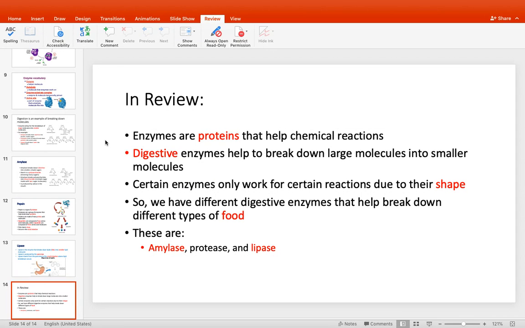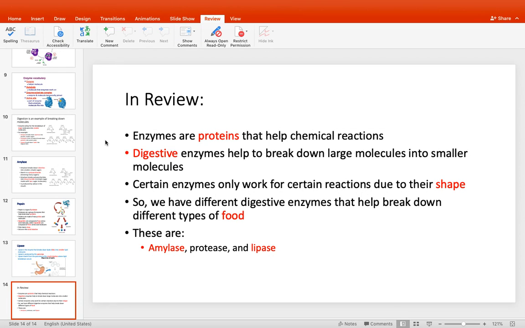In review, enzymes help break down large molecules into smaller ones. This is a type of chemical reaction, when a molecule is being broken down, that is. Enzymes are specific and can only work on certain reactions. The unique shape of an enzyme determines which molecules they can help break down.